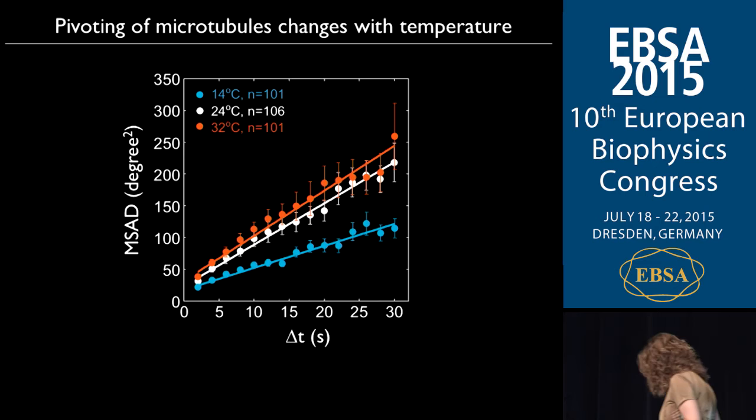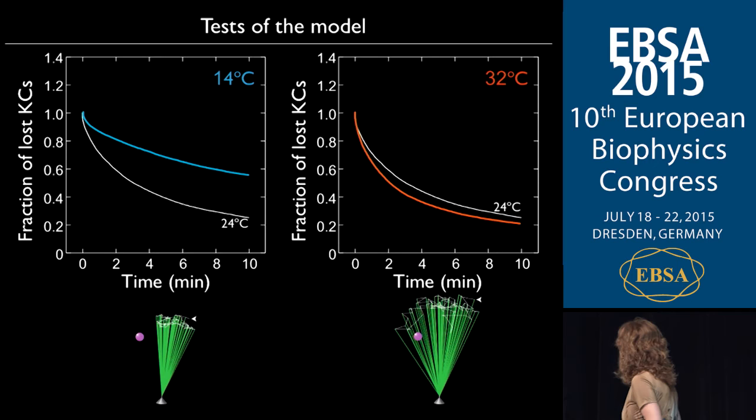So we see that there is a little bit faster diffusive angular movement at the higher temperature and quite slower movement at the lower temperature. And we measured all the other parameters at these two temperatures to test our model and to see what the model predicts for the parameters measured at these different temperatures.